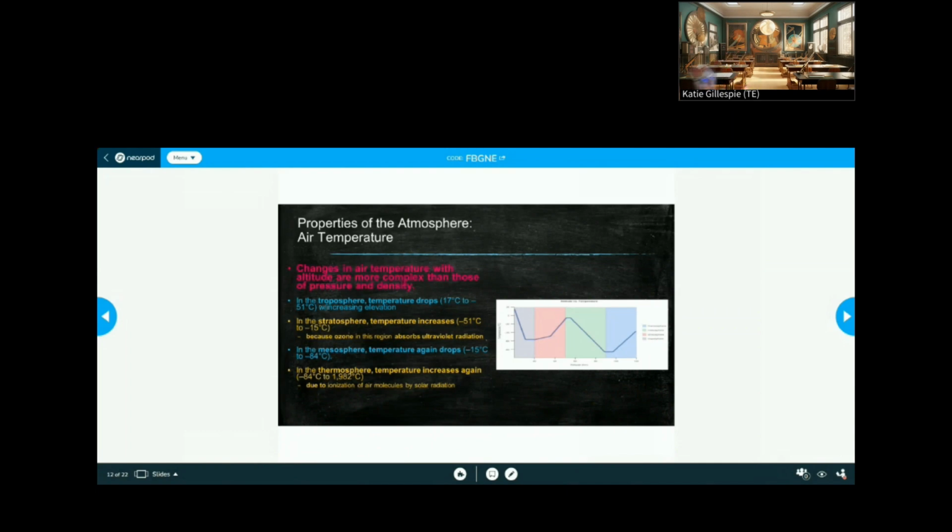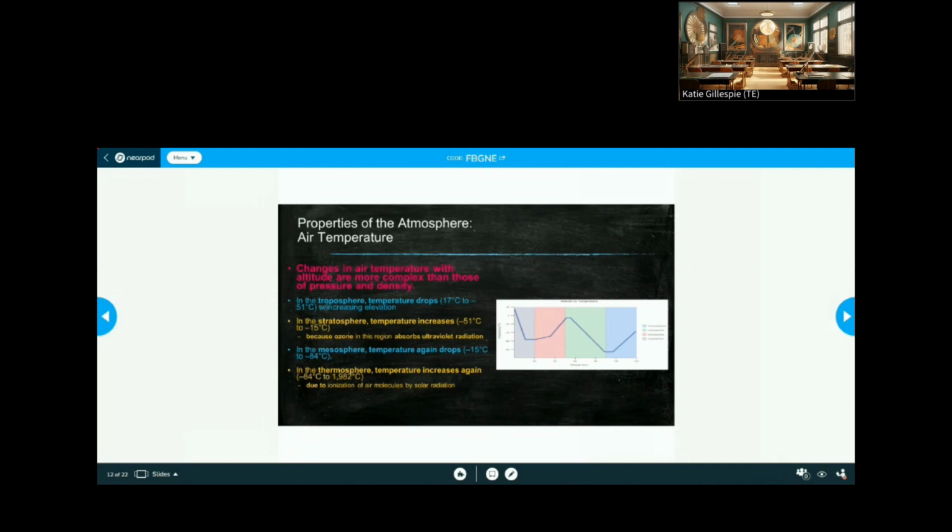Troposphere, as we move away from Earth's surface, within the troposphere, as elevation increases, temperature drops. So as we move away from the surface, temperature drops. And that makes sense, right? As we get further away, it would get colder.